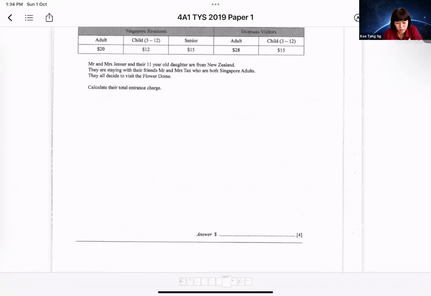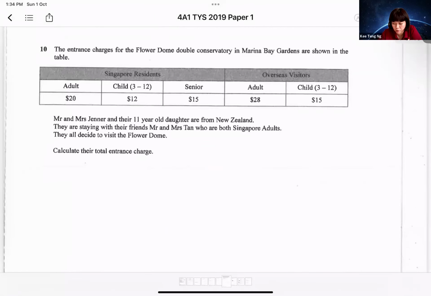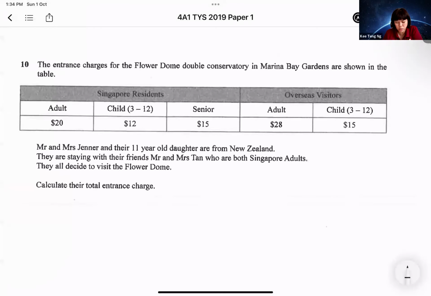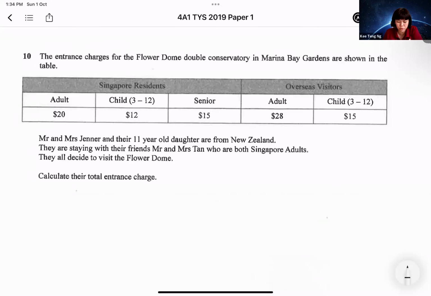Next question. Now, the entrance fee for Flower Dome in Marina Bay Gardens, these are the different fees. Oh, so many. Mr. and Mrs. Jenner and their 11-year-old daughter from New Zealand are staying with their friends, Mr. and Mrs. Tan, who are both Singapore adults.